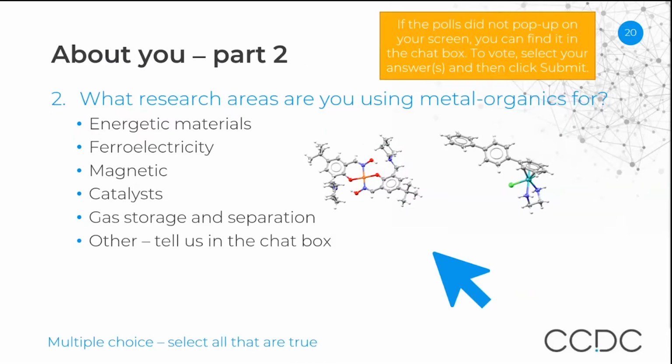So now we have seen more about the CSD, it's again time to find out more about you. So this time we want to know what research areas you're using metal organics for. So you should hopefully start to see the chat poll pop up either in the chat or on your main window. And again, I think you can select all that are true and then press submit. I'm starting to see the responses. It looks like gas storage and separation is winning at the moment, with catalysis a close second. Looks like it's going to be a tight race though.